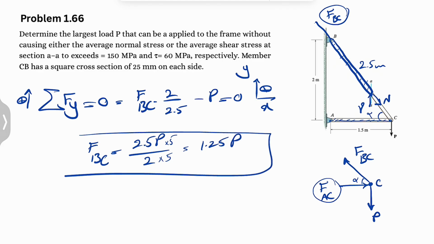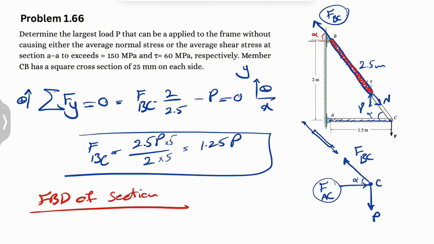All right, now that we have FBC, we can move on to our section. Also, this direction shows that the member BC is in tension, so this is the correct direction for FBC because the member would be in here and it will be in tension. All right, so now let's move on to our section. So this is for the red section. I'm just going to try to color code these with the free body diagram. So now we are using the free body diagram of the section.